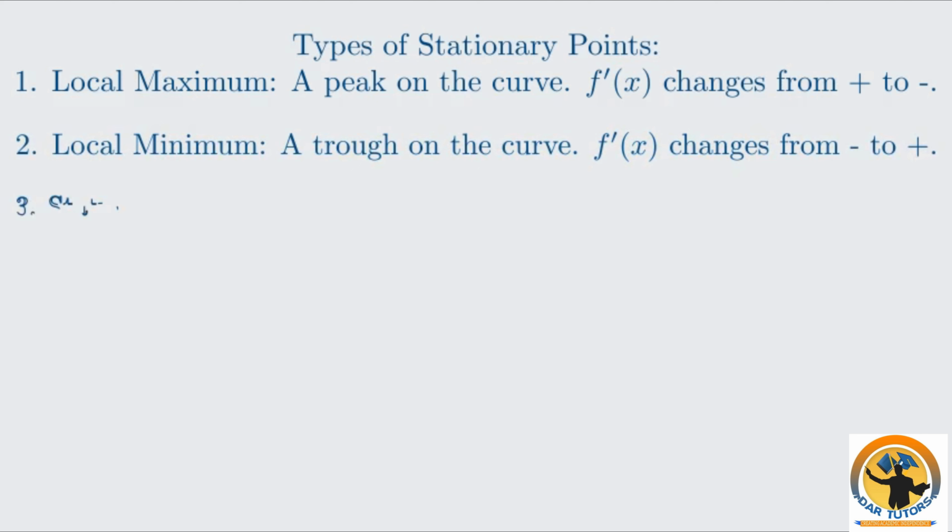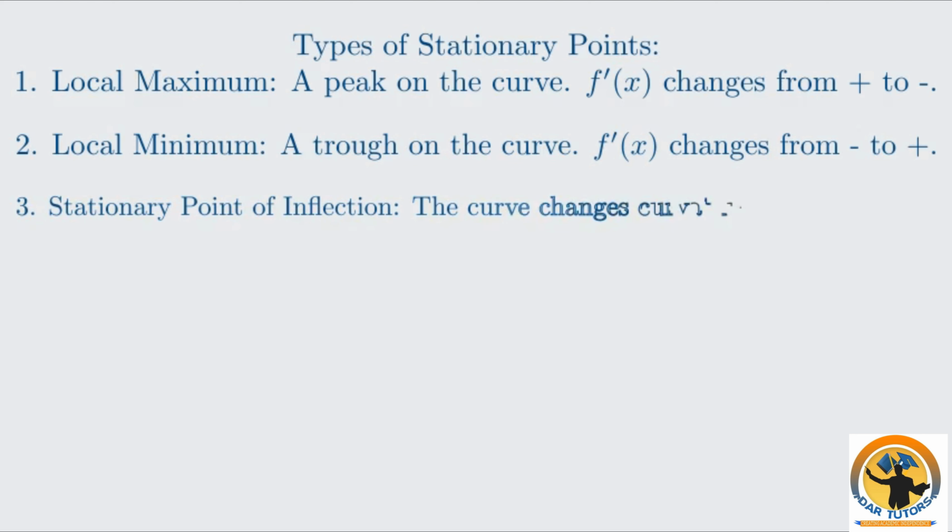Third, a stationary point of inflection. This is a point where the curve changes its curvature, but the gradient is still 0. The function continues to increase or decrease on both sides of the point. A classic example is the origin on the curve y equals x cubed. The sign diagram of the first derivative is the perfect tool for classifying these points.